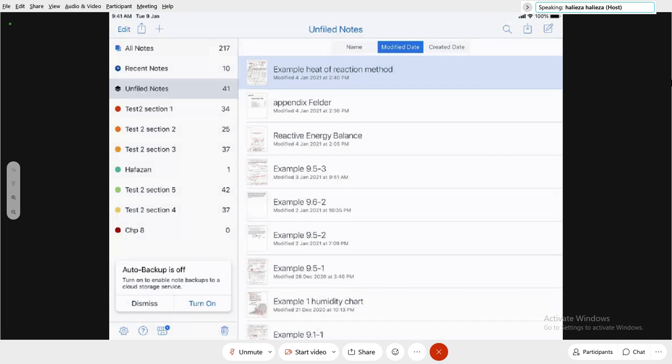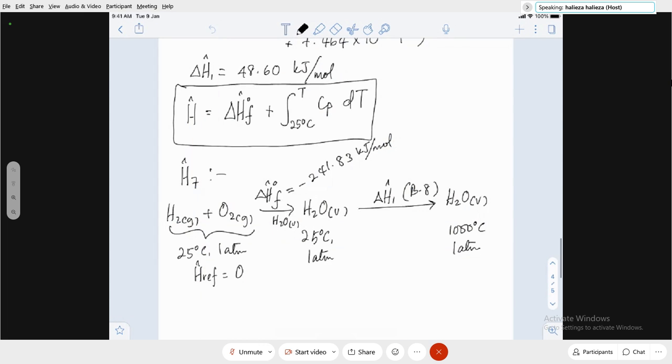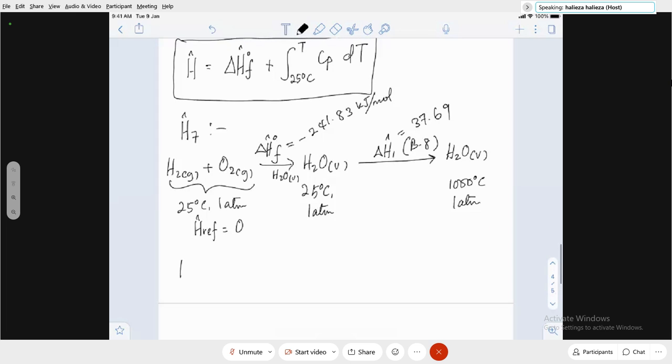Now let's go to our appendix B8 in order to get the change in enthalpy for the heating process. So we already have here water at 1000 degrees C, which is 37.69. So if you do the sum, enthalpy 7 is going to be your heat of formation plus the change in enthalpy for the heating process. This is going to be for water vapor, so that is going to be minus 241.83 plus 37.69. So you should come up with a value of what, guys?